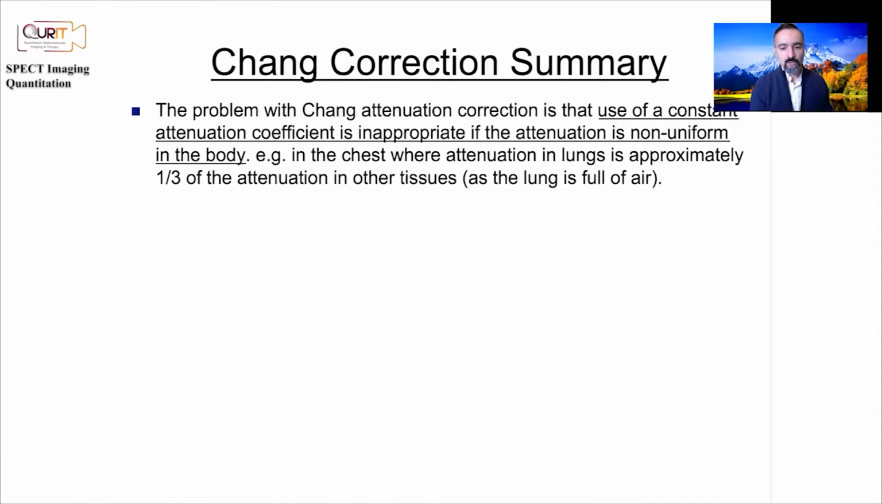To summarize the essence of Chang, which is not being used much anymore, thankfully, because we're doing better things: the problem with Chang attenuation correction is that use of a constant attenuation coefficient is inappropriate if the attenuation is non-uniform in the body. For example, in the chest, where attenuation in lungs is approximately a third of the attenuation in other tissues, or when you have bone, where the attenuation is more.